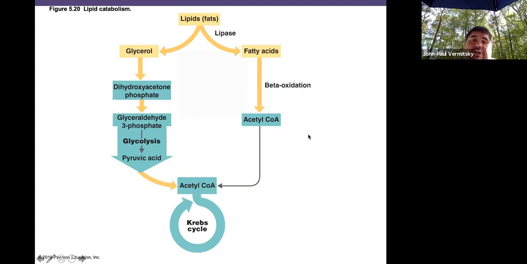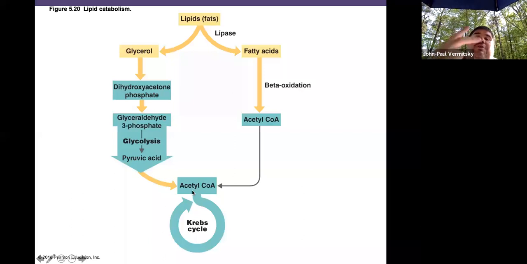Now, acetyl-CoA should look familiar to you. Acetyl-CoA is the molecule that feeds into the Krebs cycle, okay? So if you have a fatty acid chain that's, say, 28 carbons long, and you break off 2 carbons at a time, that means you can end up making 14 2-carbon molecules out of that 28-carbon chain. In essence, making 14 acetyl-CoAs by beta oxidation. And all of those acetyl-CoAs will then go through the Krebs cycle.